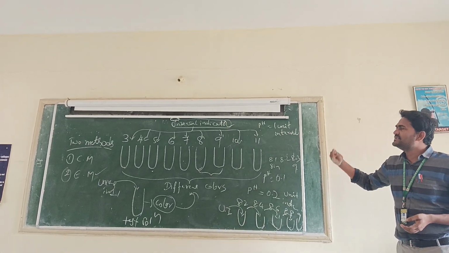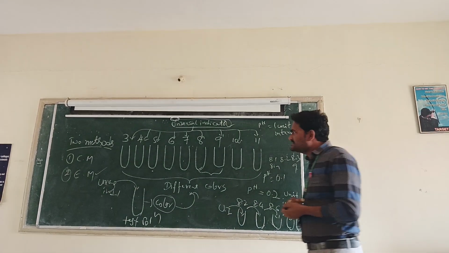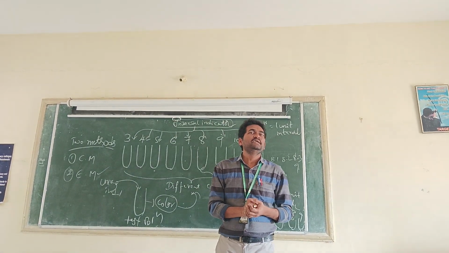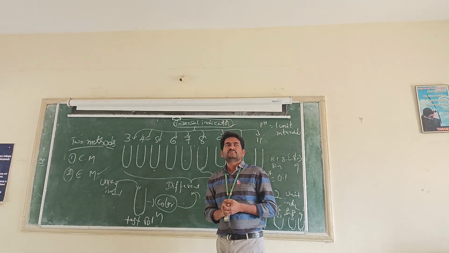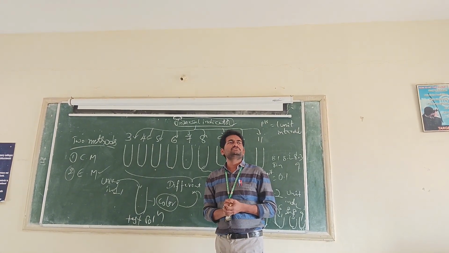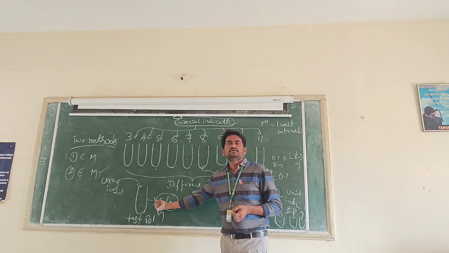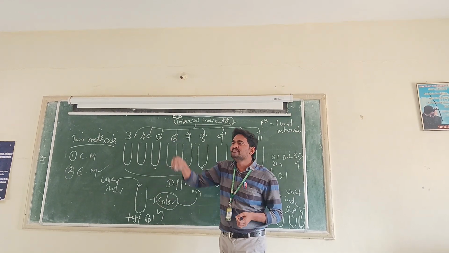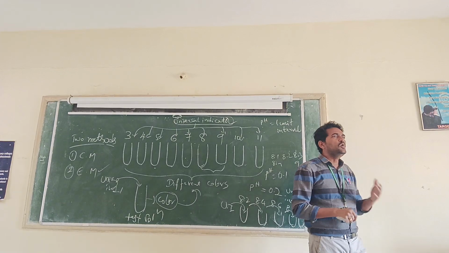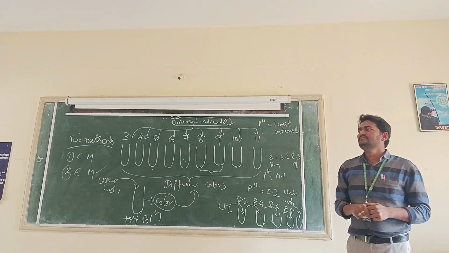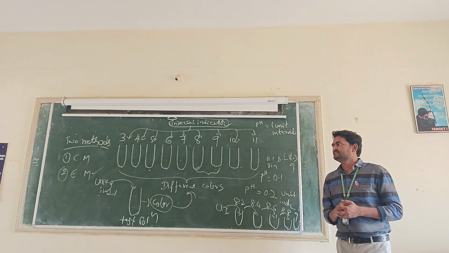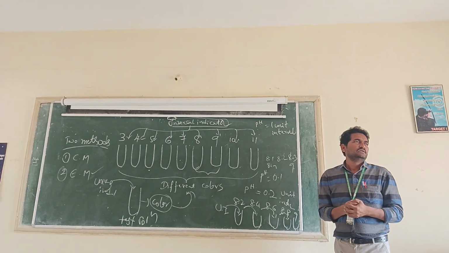Coming to the second method now. For this electrometric method, we need to use an equipment called a pH meter, an electronic pH meter. Before immersing the electrode in the test solution, we should calibrate the equipment. How do we calibrate the glass electrode of the electronic pH meter?